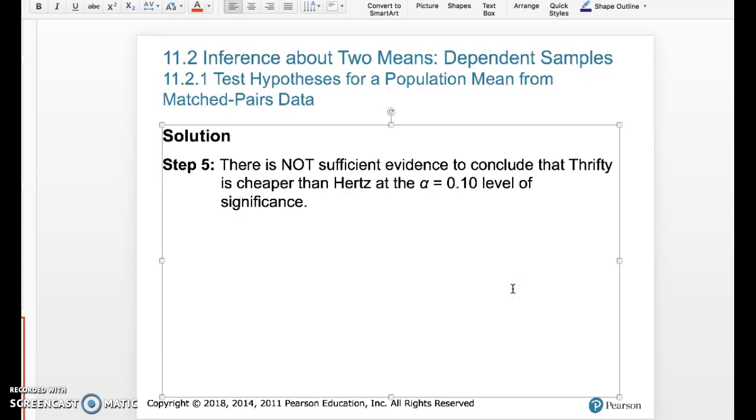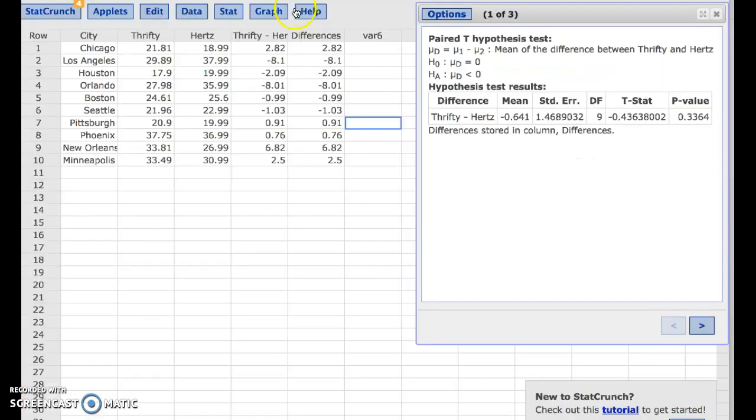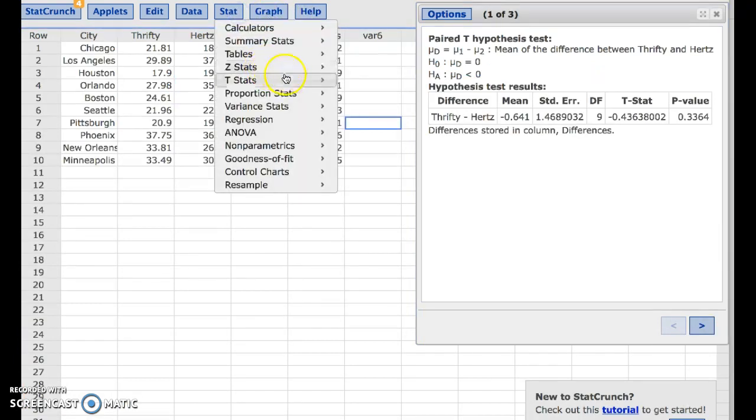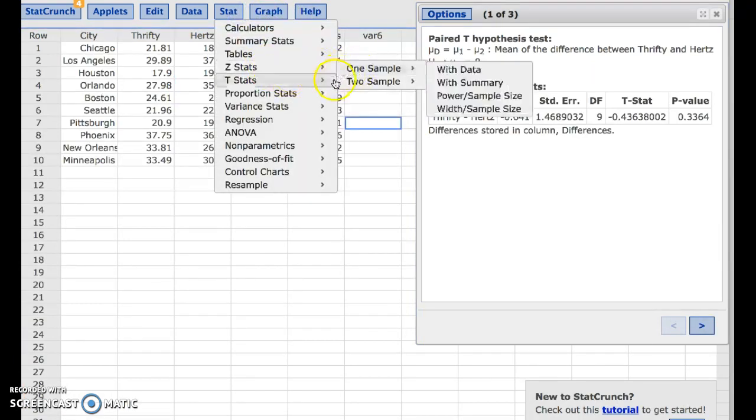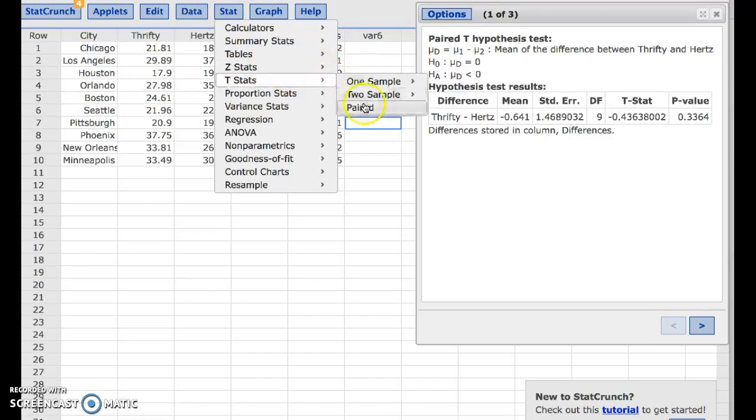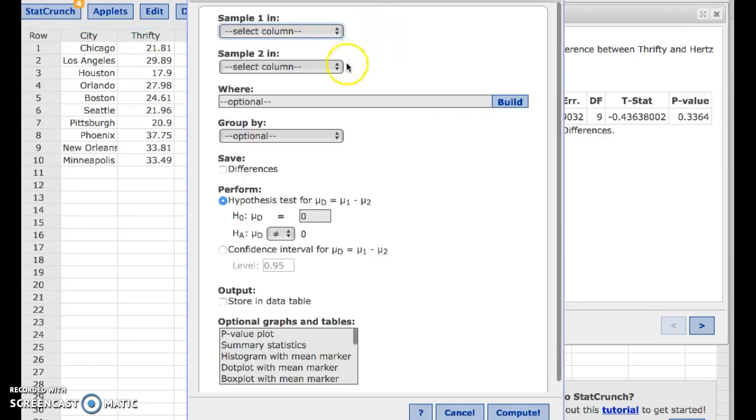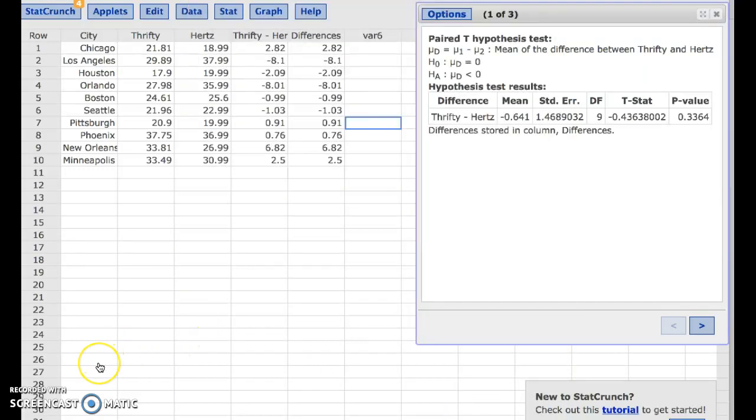Most of the examples that you're going to see, they will give you the raw data. In fact, when you're looking at the StatCrunch option for your paired, so t-stats paired, you don't have a with data and with summary. You have to have the data in StatCrunch in order for it to run your test. All right, so in our next one, we'll pick up with 11.3, where we do not have paired data, but we have two samples and we're looking at means.